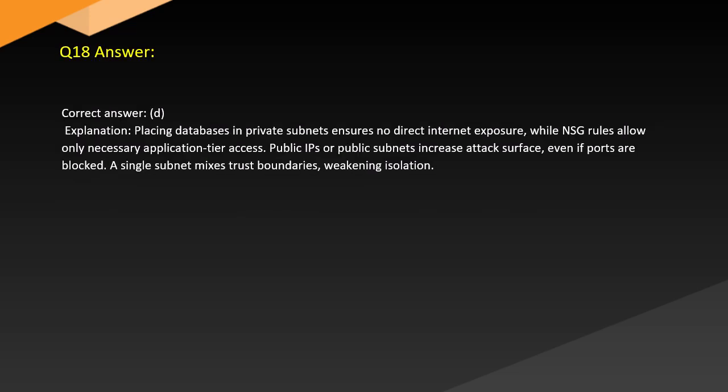Answer. Correct answer: D. Explanation. Placing databases in private subnets ensures no direct internet exposure, while NSG rules allow only necessary application tier access. Public IPs or public subnets increase attack surface even if ports are blocked. A single subnet mixes trust boundaries, weakening isolation.